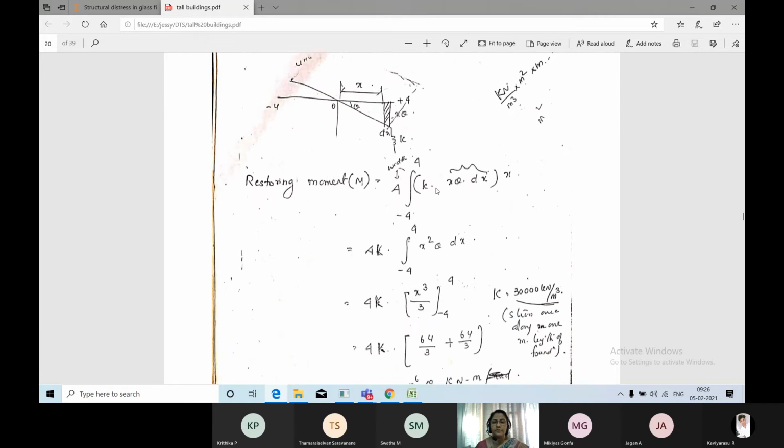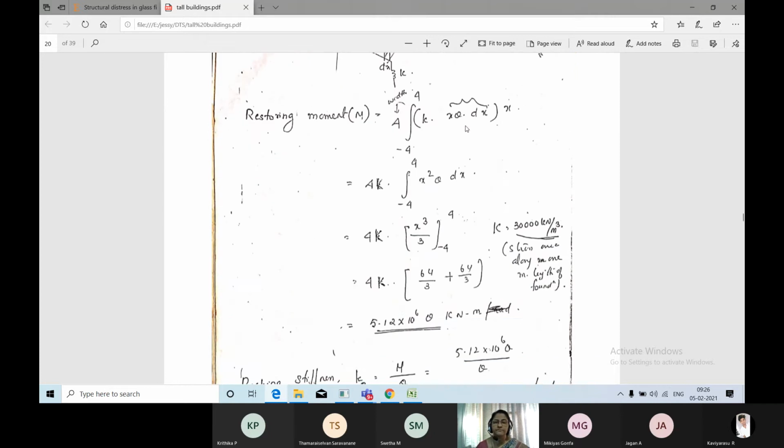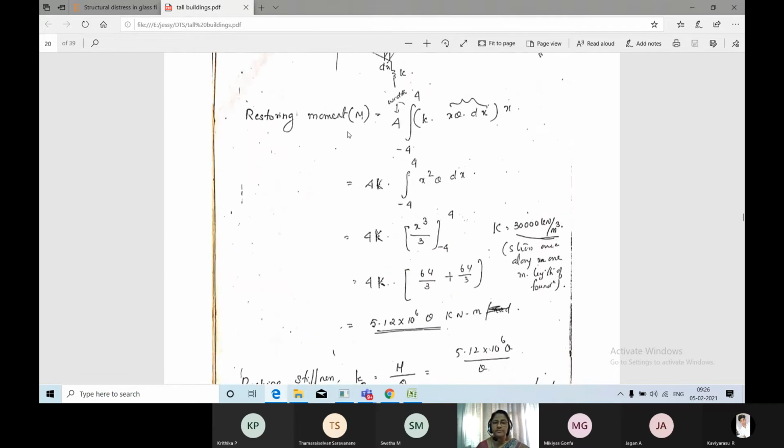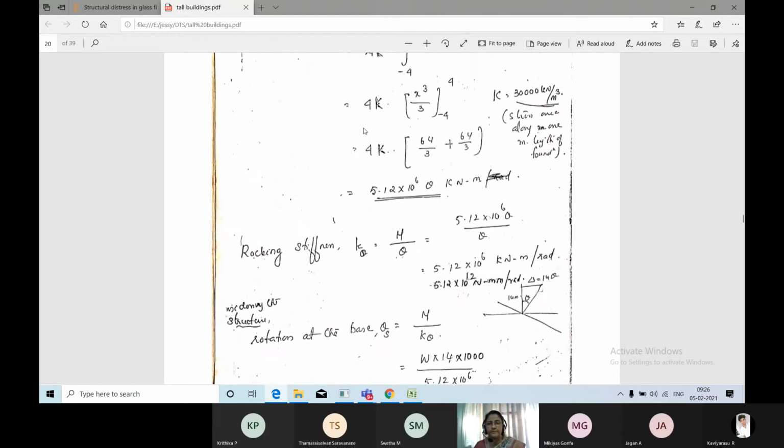Okay, so once you integrate this, k is a constant. If you take k outside, the integral of x square theta dx gives x cube by 4. Finally you are getting an answer. You put the value of k as 30,000 kilonewton per meter cube. You are getting an answer 5.12 into 10 power 6 theta kilonewton meter. This is the restoring moment for that particular strip, if I take a particular area.